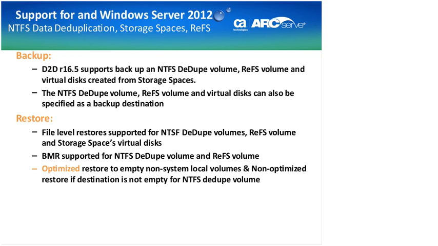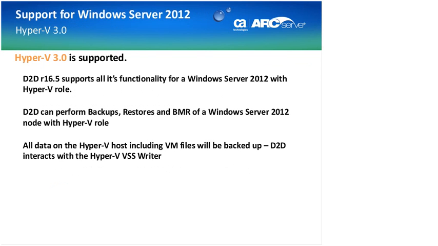What does this mean? It means that we can back up your data from an NTFS dedupe volume in a dedupe format, and we can restore it back in a dedupe format. But again, the requirement is that this must not be a system local volume, and it must be empty. If you are restoring to a non-empty volume, then it will be non-optimized. This means that when we restore, we will rehydrate the data before we restore to the volume.